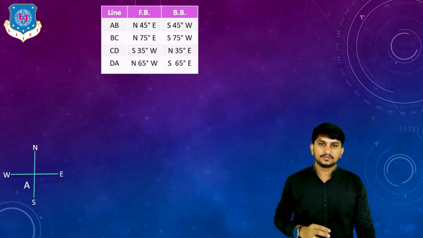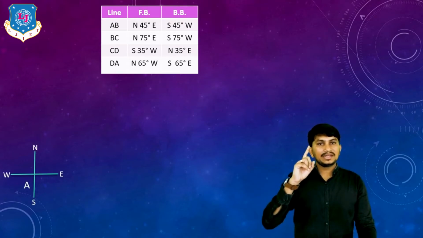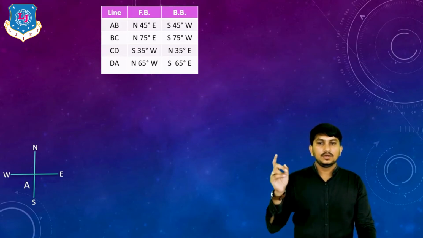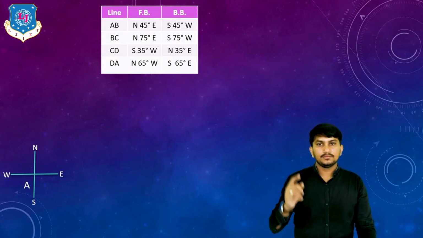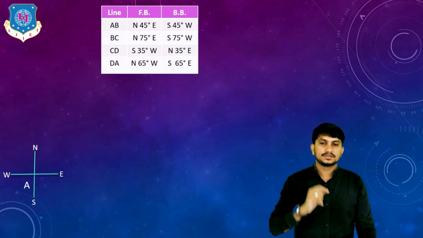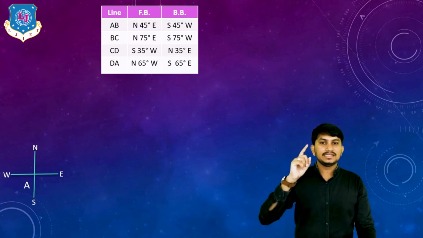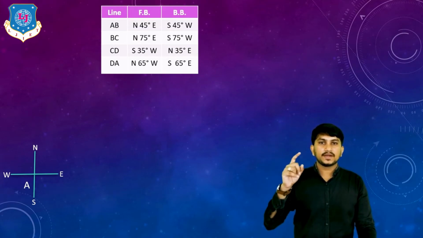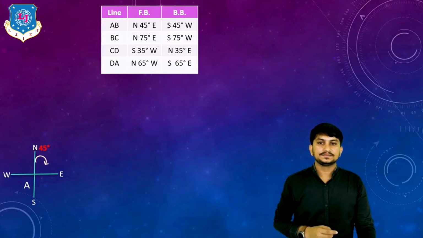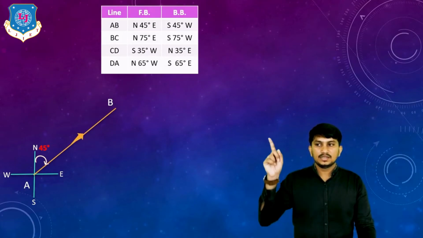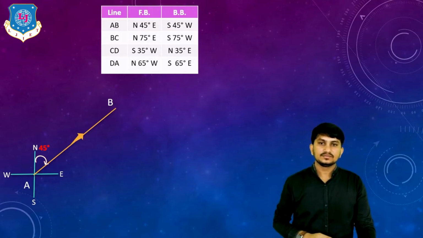Suppose this is station A. For drawing traverse, we have to use fore bearing of each line. So to draw line AB, we use fore bearing of line AB, which is north 45 degrees. Here, north, east, south, west directions are shown. So north 45 degrees is shown like this. This is how the first line AB is drawn. This is the direction of the survey.